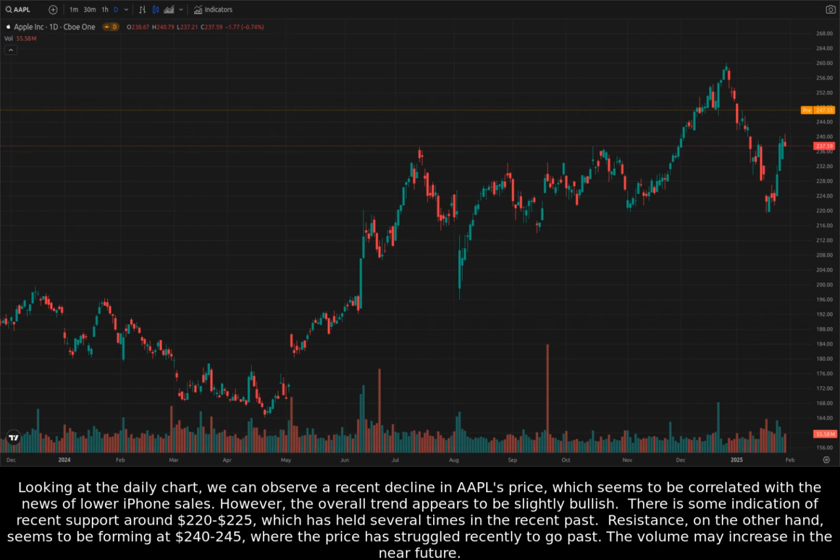There is some indication of recent support around $220 to $225, which has held several times in the recent past. Resistance, on the other hand, seems to be forming at $240 to $245, where the price has struggled recently to go past. The volume may increase in the near future.